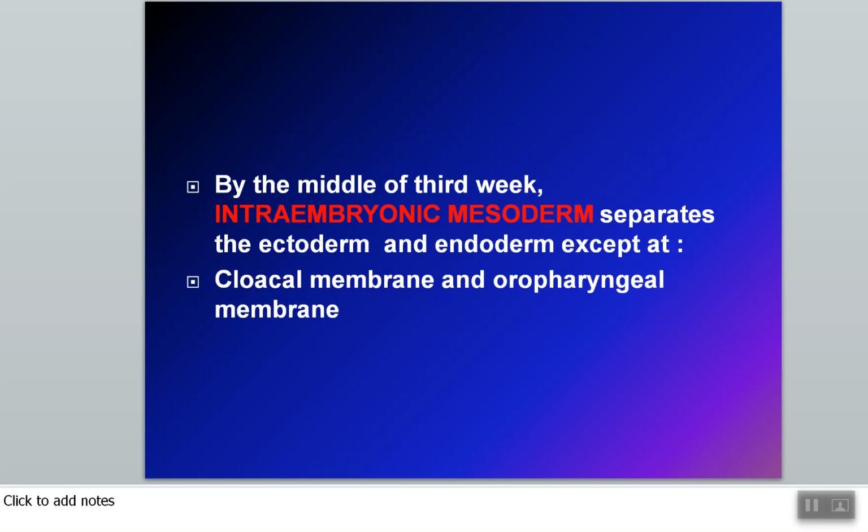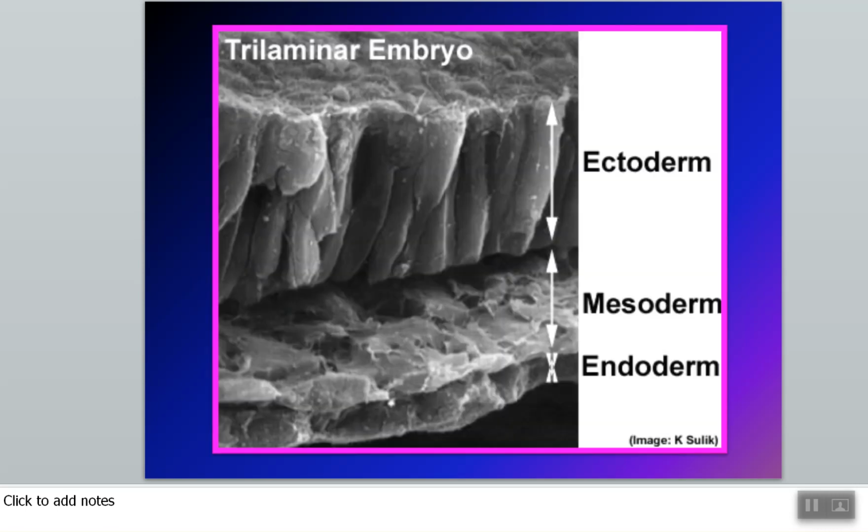By the middle of the third week, intraembryonic mesoderm separates the ectoderm and endoderm, except in the cloacal membrane and oropharyngeal membrane, as I told you and you saw in the last pictures. Here, this electron scanning microscope image shows the ectodermal layer, mesodermal layer, and endodermal layer in the trilaminar embryonic germ disc.